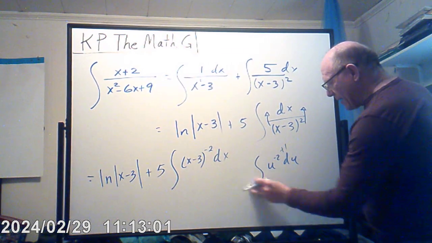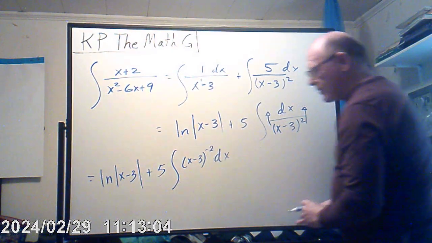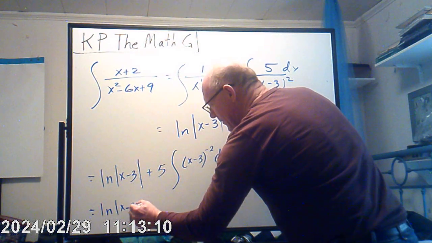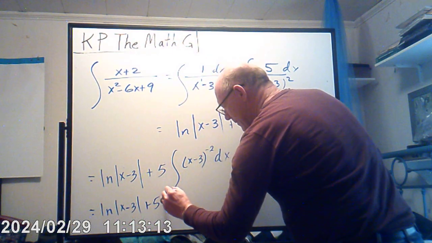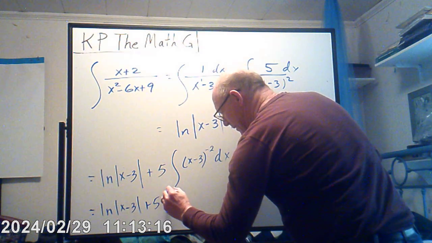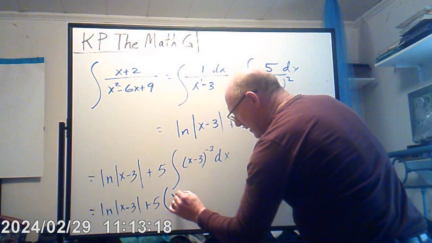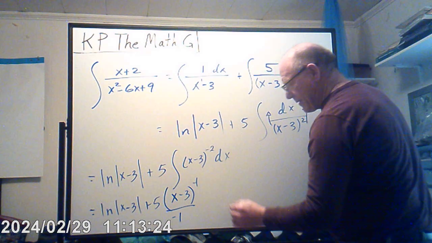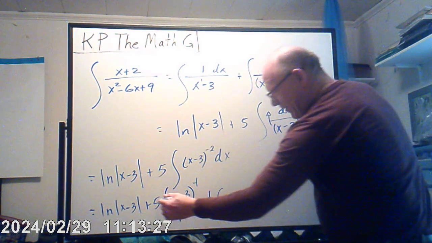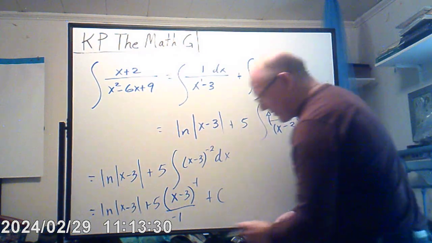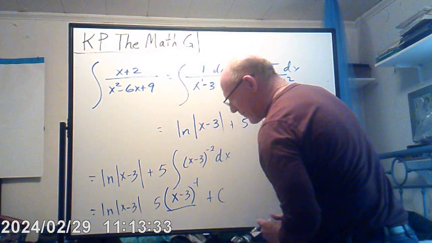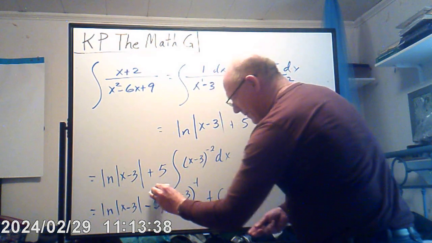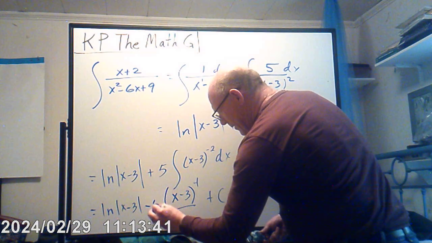So again, I'm going to add 1. So this is ln x minus 3 plus 5, and of course this is going to be x minus 3 to the negative 1 over negative 1 plus c. Now 5 over negative 1 is actually negative 5, so I could make this negative 5 here.